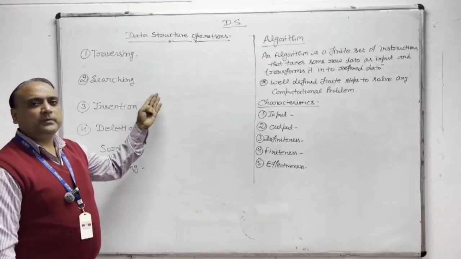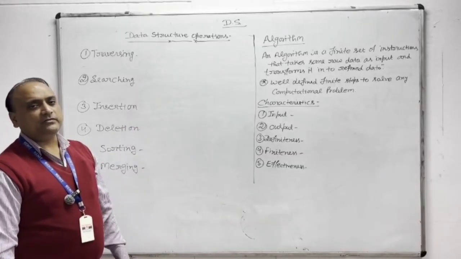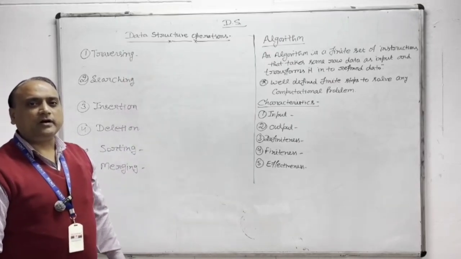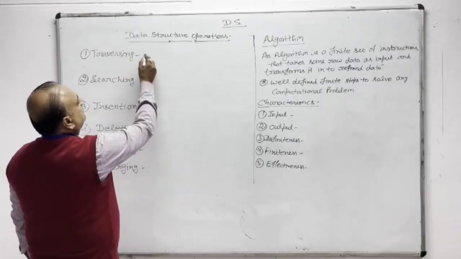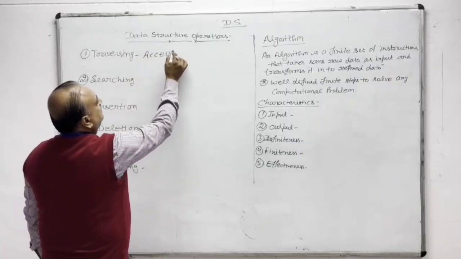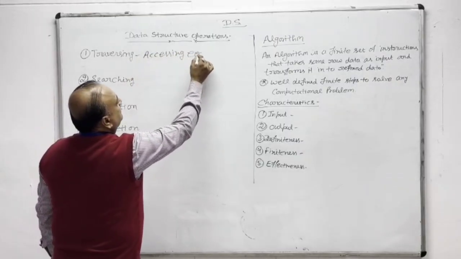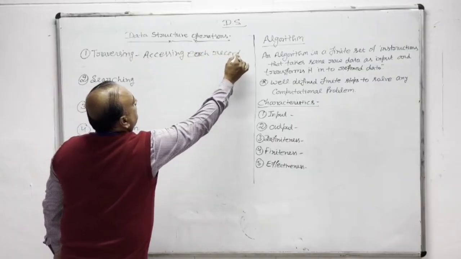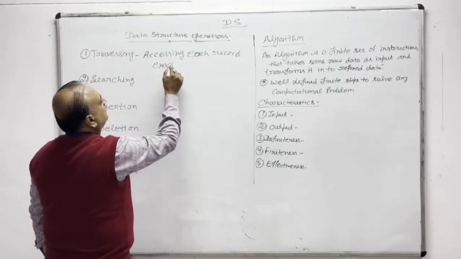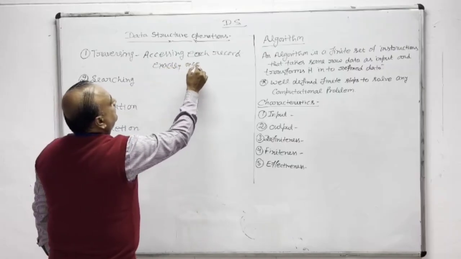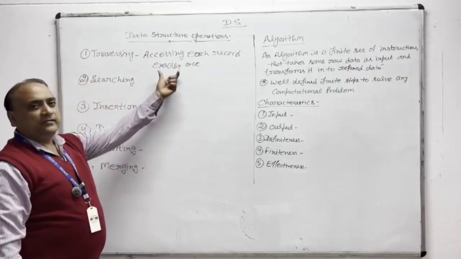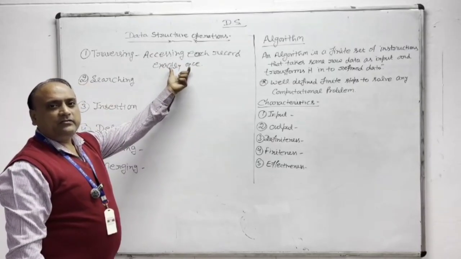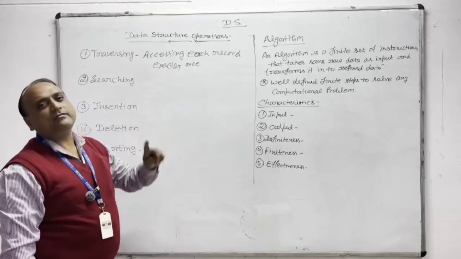Here basically there are four basic data structure operations, in which the first one is traversing, meaning accessing each record exactly once. Means we can analyze each and every element of data in the data structure exactly one time.